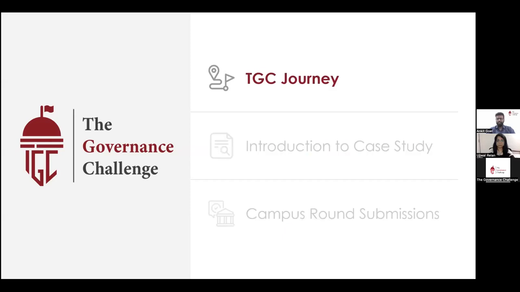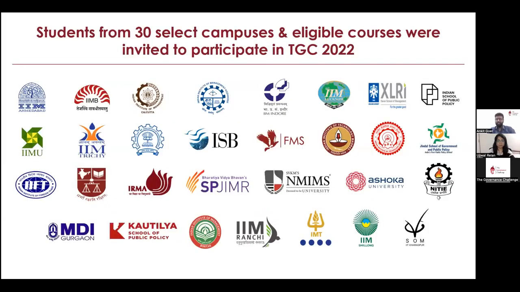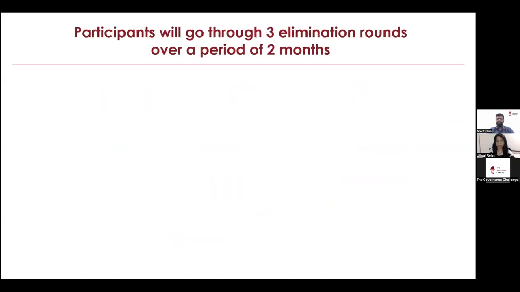Starting with the journey itself, as Garima said, this is the first governance case competition in the country with the objective of galvanizing India's young talent, which is all of you, towards the governance ecosystem. In the inaugural year, we have 30 campuses. Initially we had 25 campuses, and then 5 more wildcard campuses joined us, and we have submissions from all of them. There are 3 rounds through which the submissions will go.